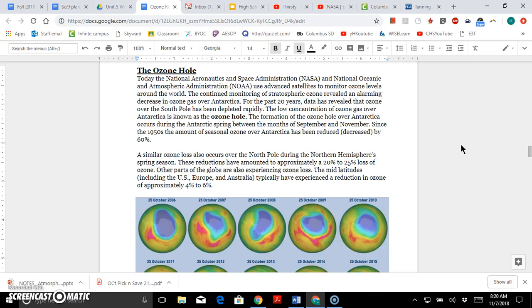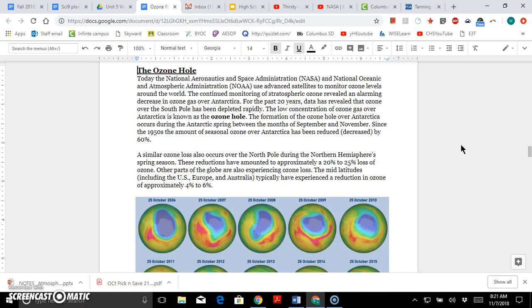The formation of the ozone hole over Antarctica occurs during the Antarctic spring, between the months of September and November. Since the 1950s, the amount of seasonal ozone over Antarctica has been reduced by 60%. A similar ozone loss also occurs over the North Pole during the Northern Hemisphere's spring season. These reductions have amounted to approximately a 20 to 25% loss of ozone.